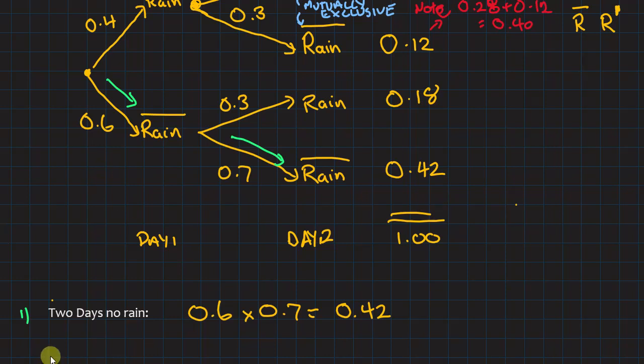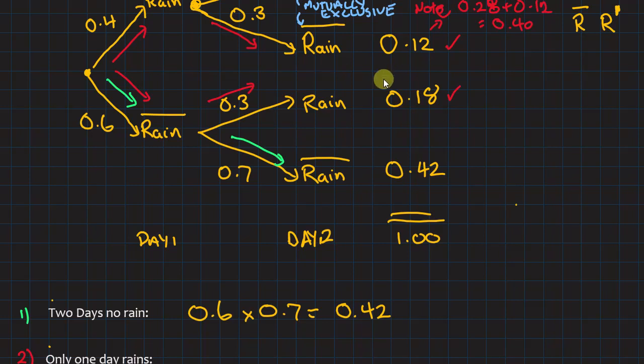Second question, only 1 day. Now, only we're going to take as meaning that one of them will rain. So the situation here is we've got no rain here, but it rains on the second day, or it could rain on the first day and not rain on the second day. That means I've got these two situations.